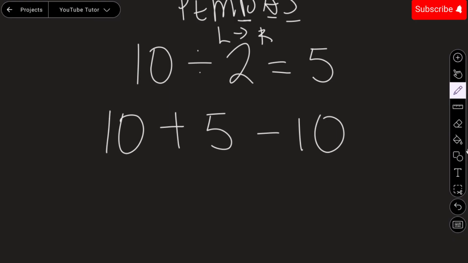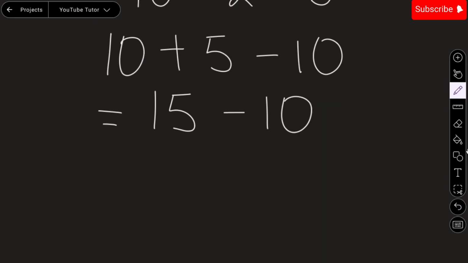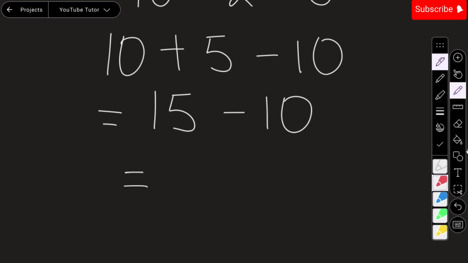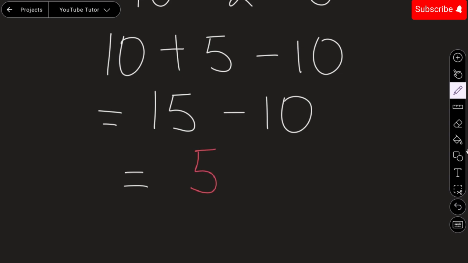After the division, the next thing we have to follow is addition and subtraction. So we have addition. Addition gives us 10 plus 5, 15 minus 10. Now subtraction. So 15 minus 10 gives us nothing else but 5.